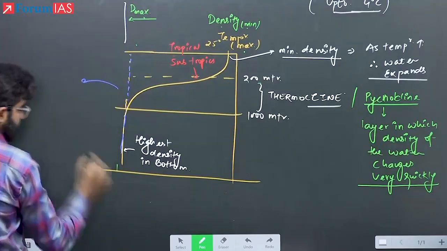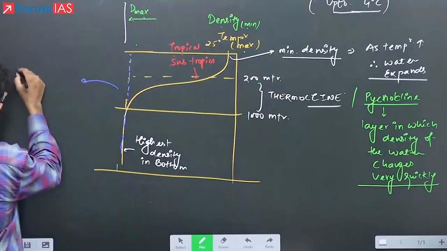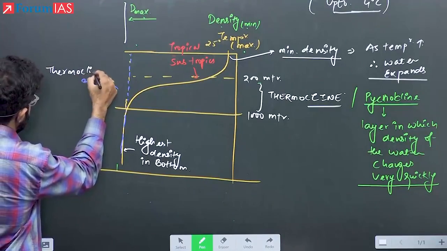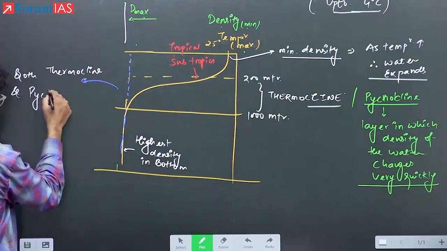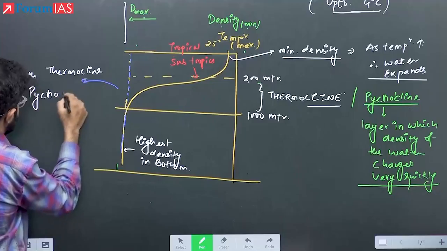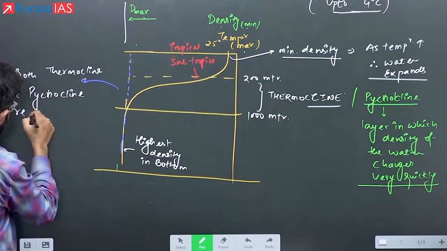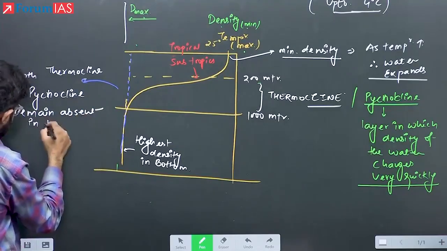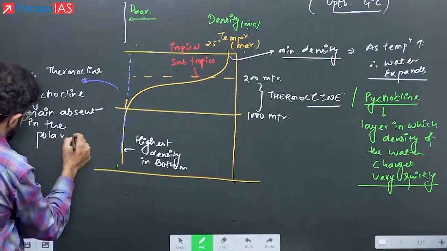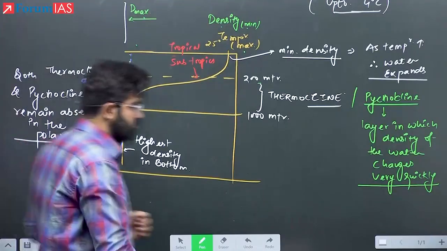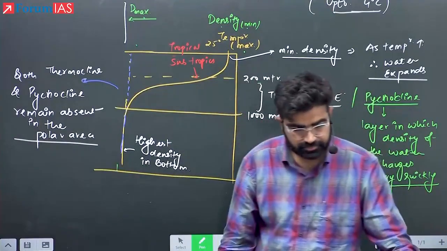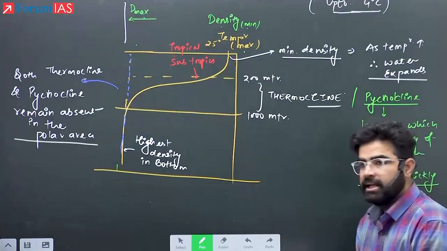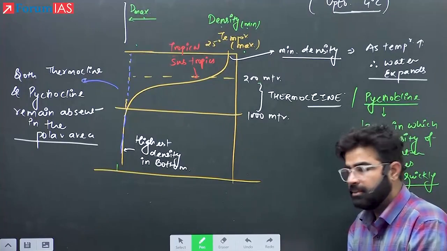So write down that both thermocline and pycnocline remain absent in the polar area. Then this is density and temperature, the relation of density and temperature.